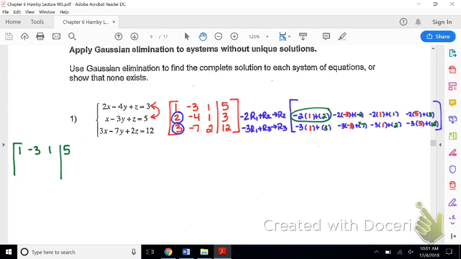So 2 times 1 plus 2 is 0. Going across, -2 times -3 minus 4 is 2. -2 times 1 plus 1. And -2 times 5 plus 3.